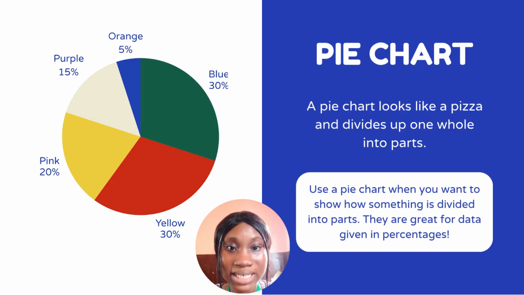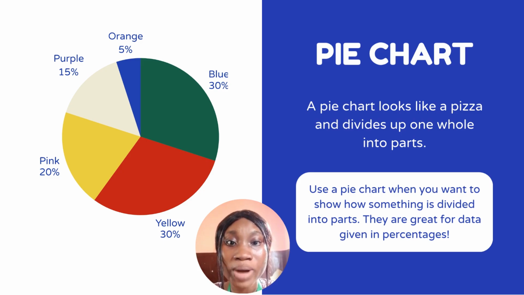Now, talking about the pie chart, it looks like a pizza. You know your pizza is round, circular, and then you divide it into eight. So your pie chart is kind of like that. You can divide it into as many parts as needed. So it looks like a pizza that is divided into parts.